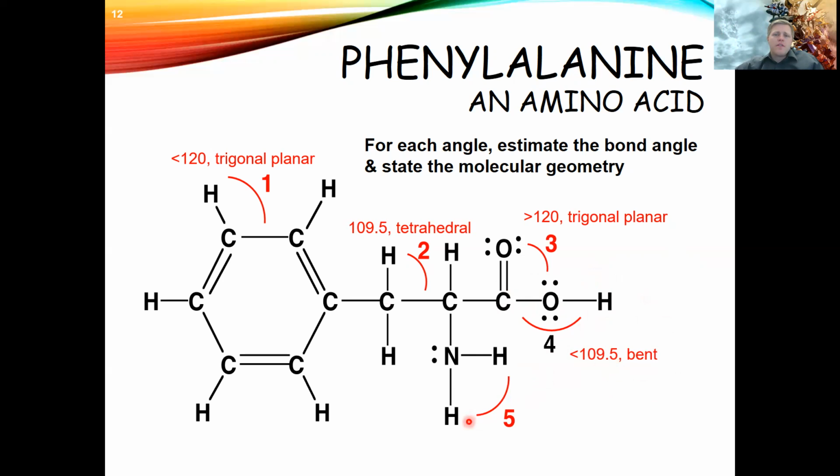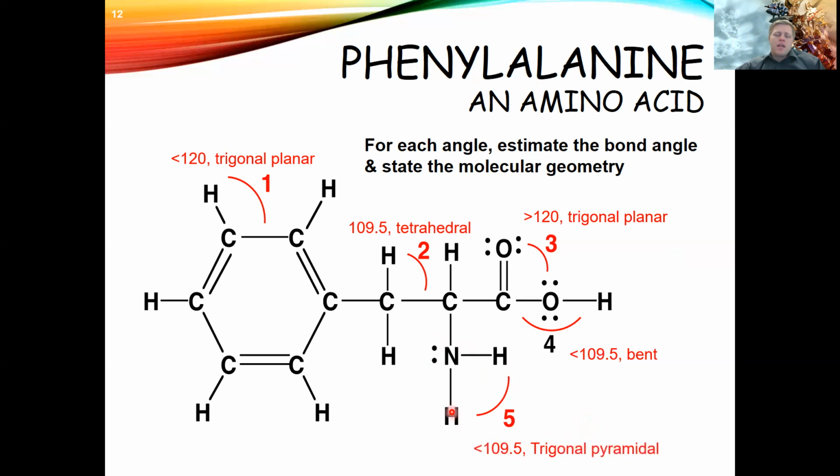Let's finish off this discussion with bond angle number 5 here. Our central atom is nitrogen, and we're looking at the angle between 2 hydrogens. Nitrogen has a steric number of 4, so it's bonded to 3 things, and it has 1 lone pair. That gives us a tetrahedral electron geometry, but we have 1 lone pair. So now we're talking about a tetrahedral where we take off the top and we're just left with a trigonal pyramidal geometry on the bottom.